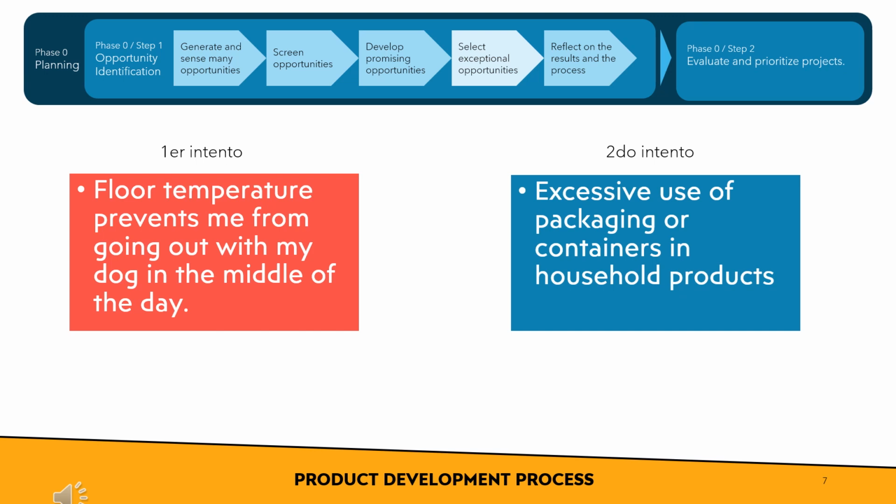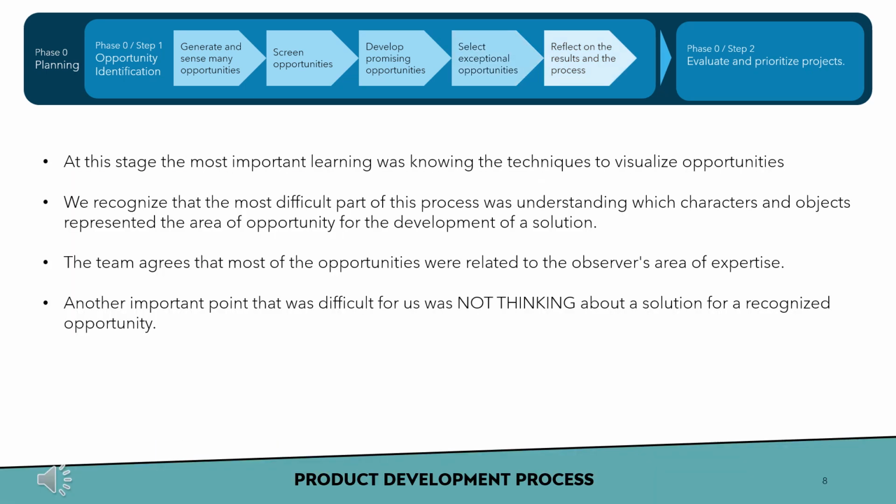Apparently our mistake in both cases was to think of obvious solutions and we did not explore other potentially different solutions to solve these pains. At this stage the most important learning was knowing the techniques to visualize opportunities. We recognized that the most difficult part of this process was understanding which characters and objects represented the area of opportunity for the development of a solution.